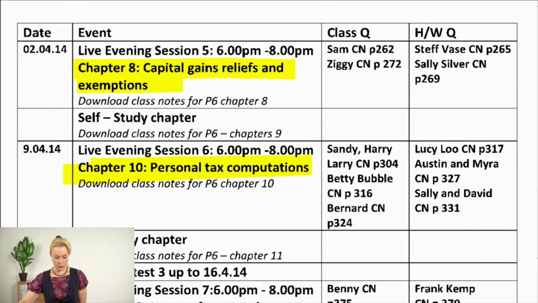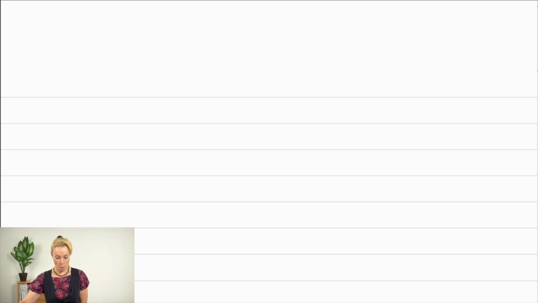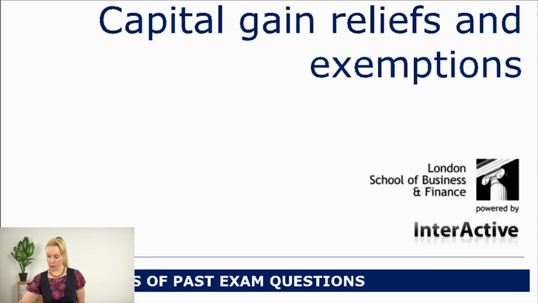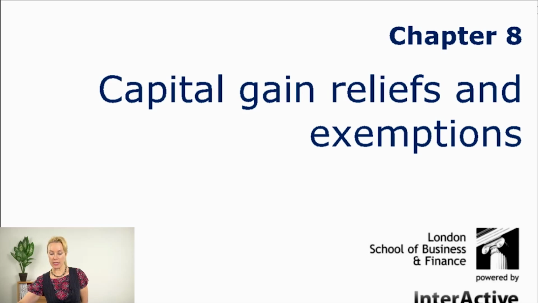So let's get on with this evening's lecture. And we're going to start with chapter number 8. All right, so here we are, chapter number 8, called Capital Gains Relief and Exemptions.